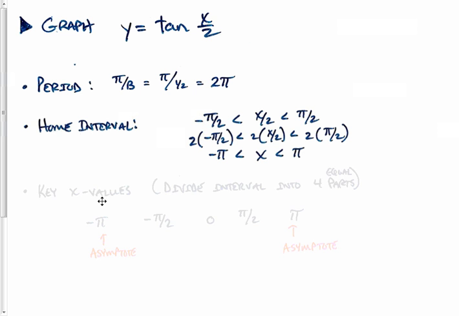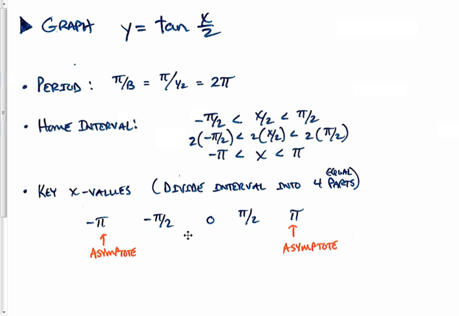So we take that home interval, and remember we have asymptotes at the 2 endpoints, and between negative pi and pi we break it into 4 equal parts. So halfway between negative pi and pi is 0, and halfway between negative pi and 0 is negative pi over 2, and likewise pi over 2. So it's these 5 points, but with asymptotes at either end, and then these 3 interior points are the values that we use when we start graphing.